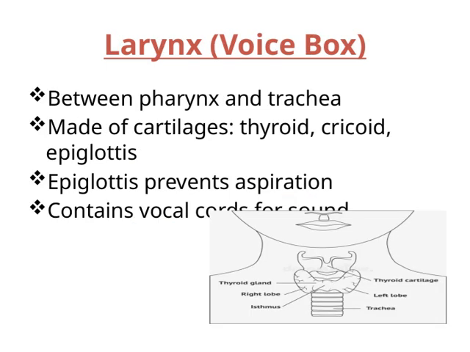Let's take a closer look at the larynx, or as it's commonly called, the voice box. It's situated between the pharynx and the trachea, acting as a critical passageway for air. The larynx is made up of several cartilages, including the thyroid, cricoid, and epiglottis. The thyroid cartilage is the prominent part often seen in the throat, while the cricoid sits just below it, providing support. The epiglottis is a leaf-shaped cartilage that plays a vital role in preventing aspiration. It covers the opening of the larynx during swallowing, ensuring that food and liquids don't go down the wrong pipe.